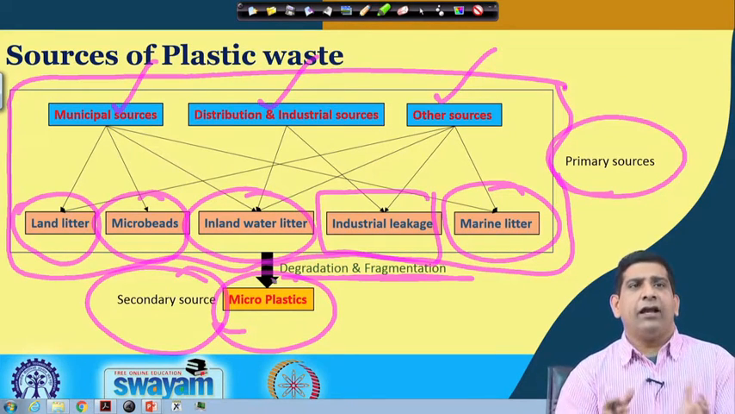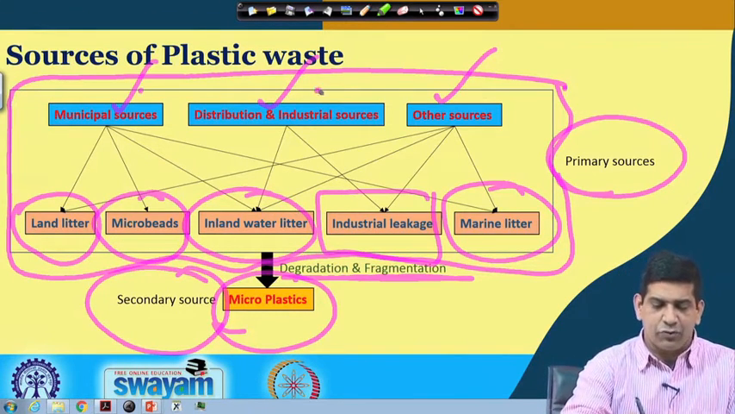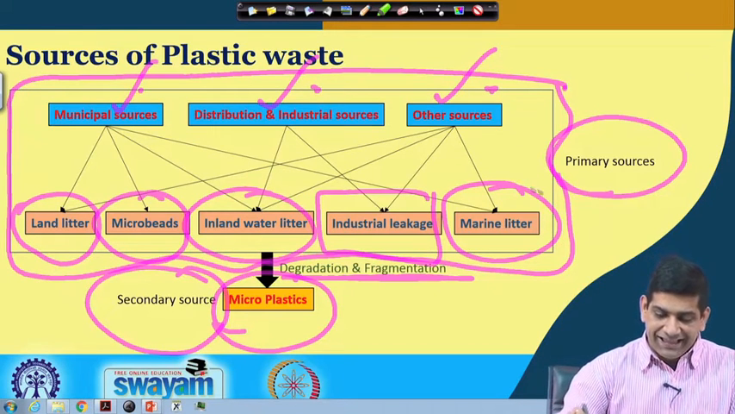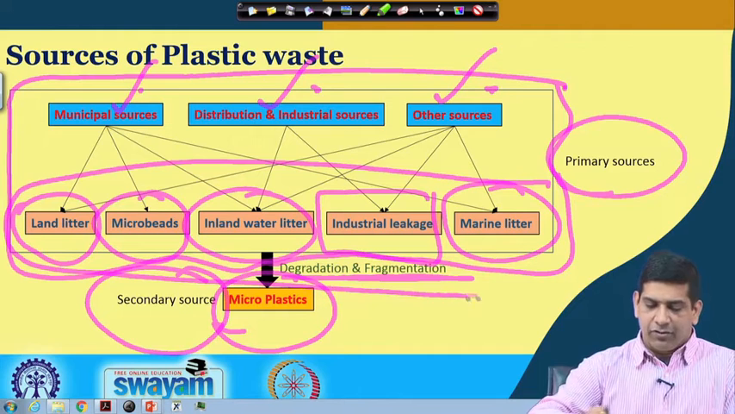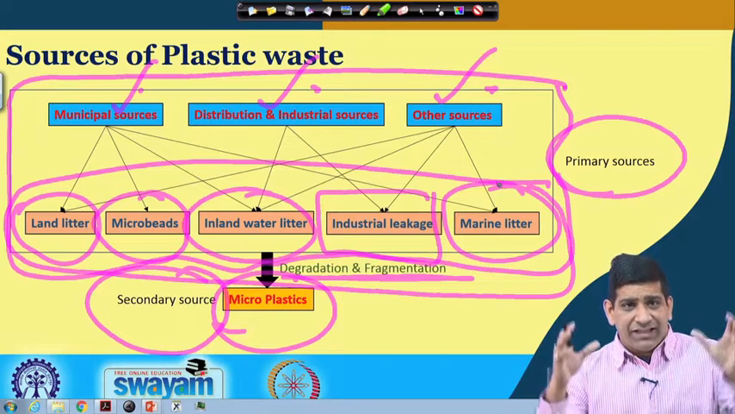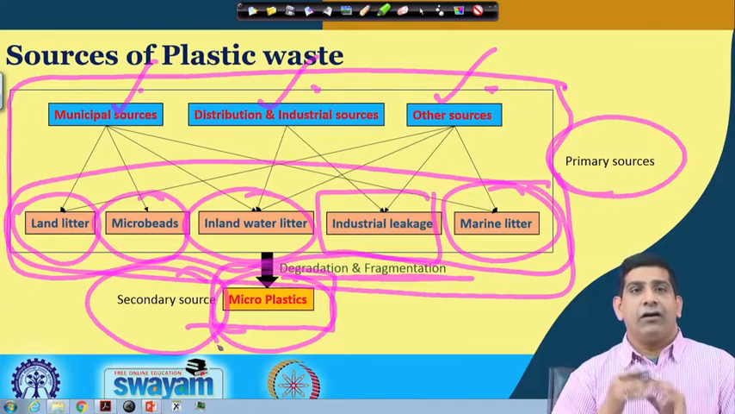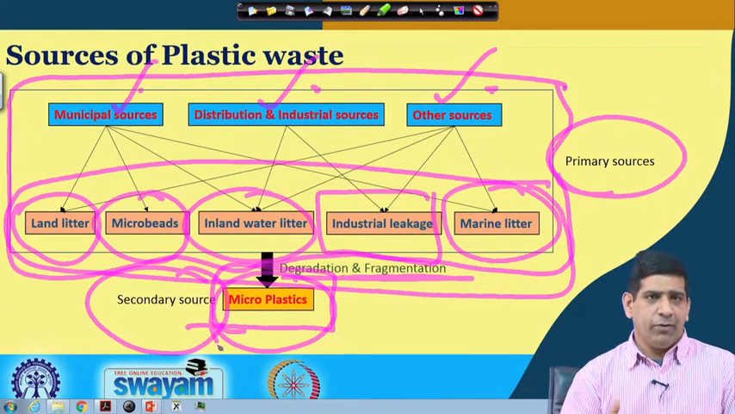In terms of the sources, we have municipal sources, distribution and electrical sources, and some other sources, and they lead to land litter, inland water litter, industrial leakage, and marine litter, which we talk about in detail as well. When things start breaking down, they make microplastics, and these are something we really need to worry about in terms of managing them in the environment, because they get into the water stream, into the air stream, and into land like soil as well. So they can have an impact on different spheres.